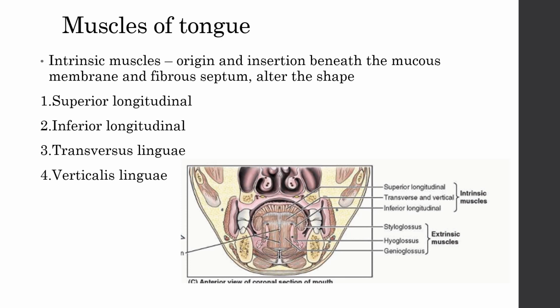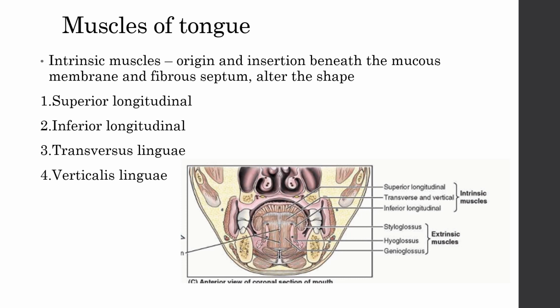Intrinsic muscles of tongue. So these muscles lie within the tongue. There is a superior longitudinal which begins from the median fibrous septum and goes anteriorly and inserts on the margins of the tongue. Then there is inferior longitudinal which begins from the lateral side of the tongue from the posterior aspect, goes anteriorly and is inserted on the median septum on the anterior side.